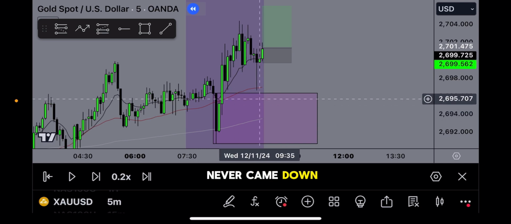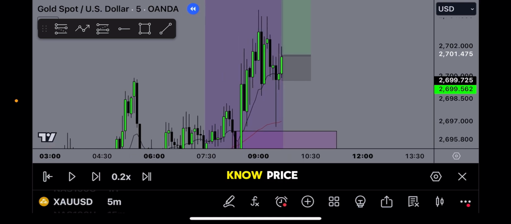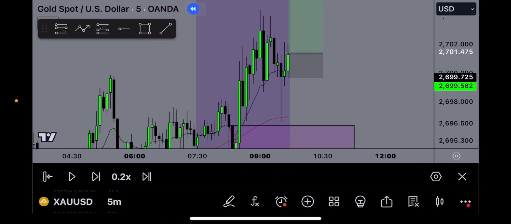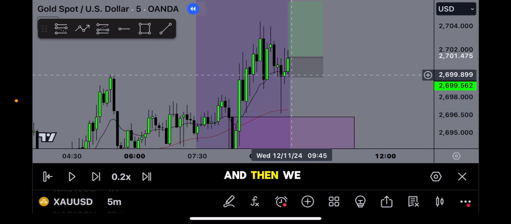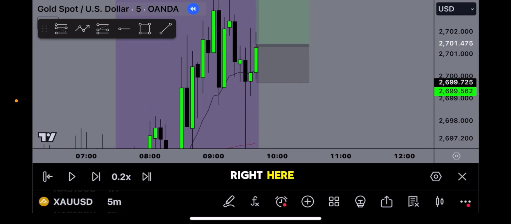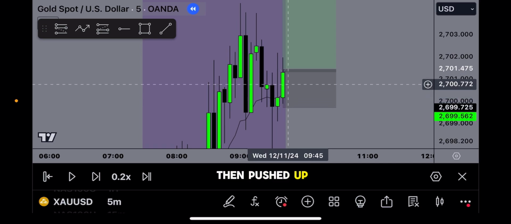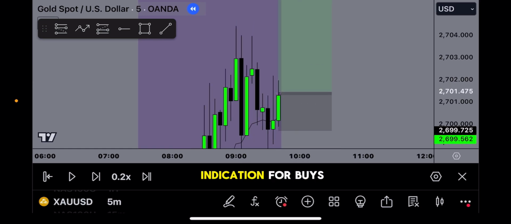So since price never came down, touching my zone, I'm already aware, okay, maybe price might not come back down, so I'm going to be looking for 13 MA breakouts. I'm going to be looking for 3 MA breakouts, right? And right here, since I already know the 3 MAs are under us and price is on an uptrend, this one candle right here came down and rejected really hard and closed above. And then we see this next candle right here that opened at one side of the 13 MA and then pushed up, even though it wasn't aggressive, and closed above on the other side of the 13 MA.